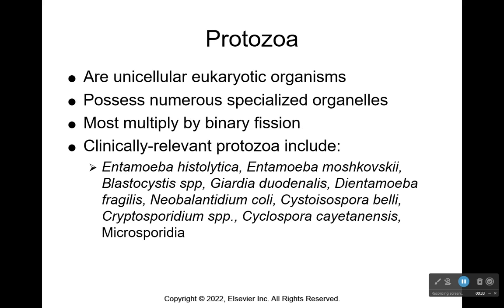Some of this was in that last chapter, the unicellular eukaryotic organisms. They have specialized organelles, multiply by binary fission. These are some of the significant ones, the clinically relevant ones. Again, in the United States, we do not have a lot of parasitic infections, and we're going to see why. The few that we do have have to do with either lifestyle in this unit or with unprocessed water, things like that.